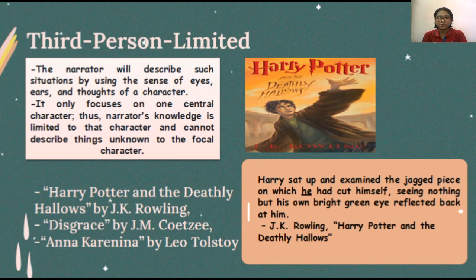And the third person limited point of view appears in some stories, such as the story by J.K. Rowling, Harry Potter and the Deathly Hallows, and Disgrace by J.M. Coetzee, and then also Anna Karenina by Leo Tolstoy. So here is an example of the use of third person limited point of view in the story of Harry Potter and the Deathly Hallows, one of the most famous novels by J.K. Rowling. So I will read it.